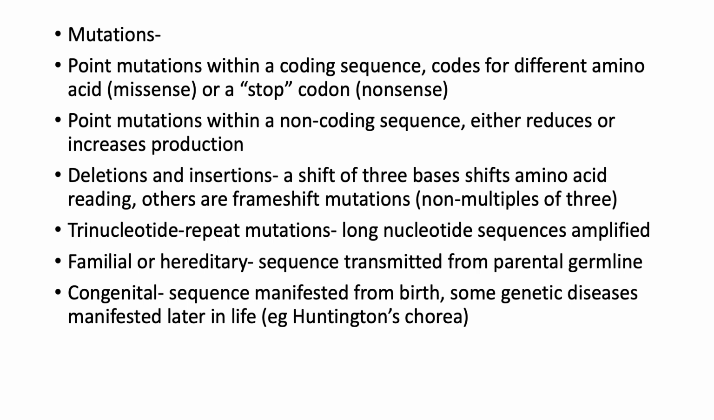Trinucleotide repeat mutations are situations where long nucleotide sequences are amplified. Familial or hereditary mutations: the sequence is transmitted from the parental germline. And finally, congenital mutations: the sequence is manifested from birth. Some genetic diseases are manifested later in life, such as Huntington's chorea.